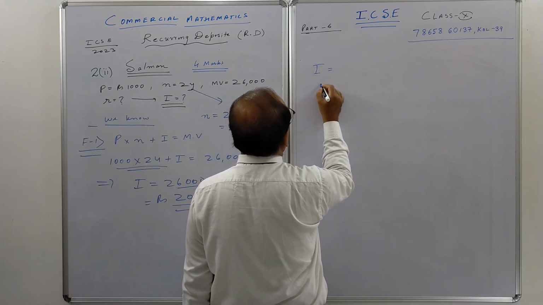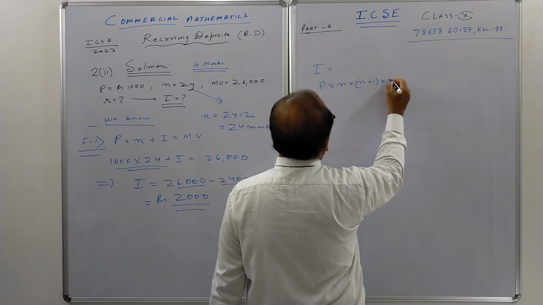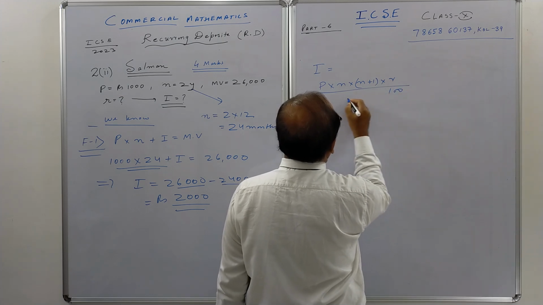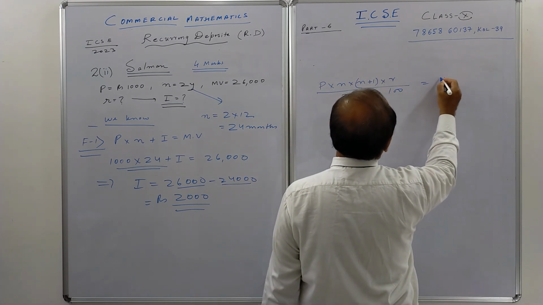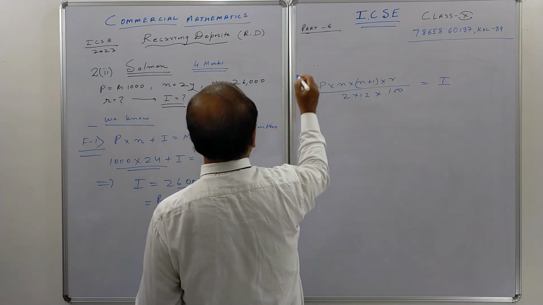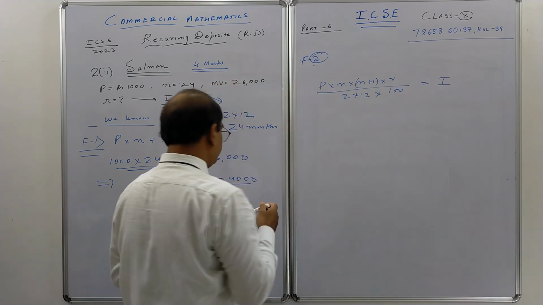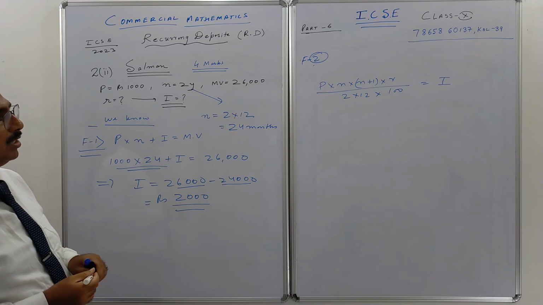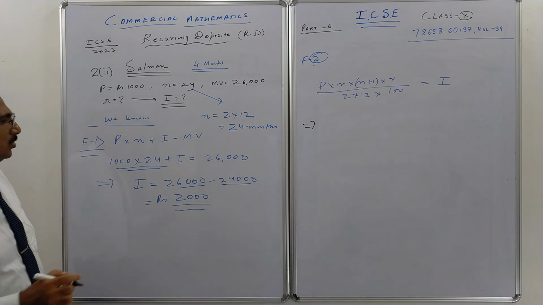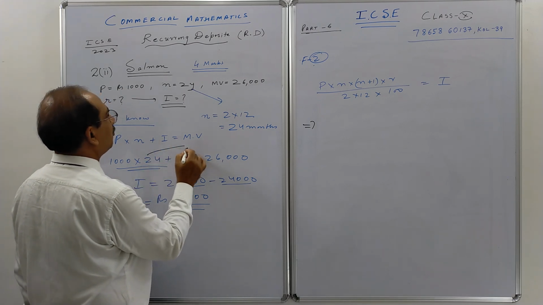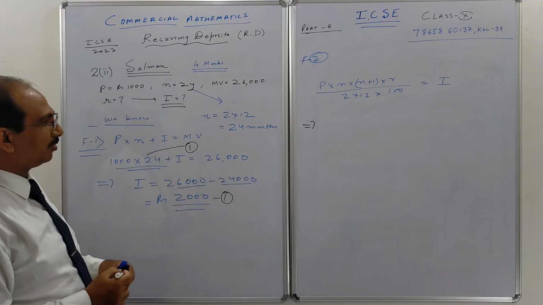I write the second formula in the opposite format: P into n into n plus 1 into R by 2 into 12 into 100 is equal to I. This is the second formula, children, F2. So let us substitute. This is a 4-mark question, children. You would generally get 1 mark for finding his money, a second mark for this, and then the third and fourth marks we will see.